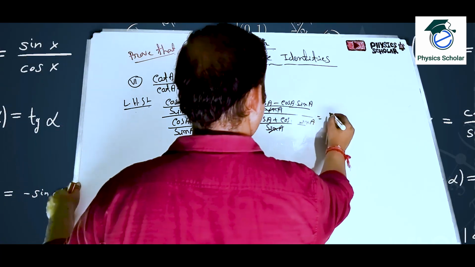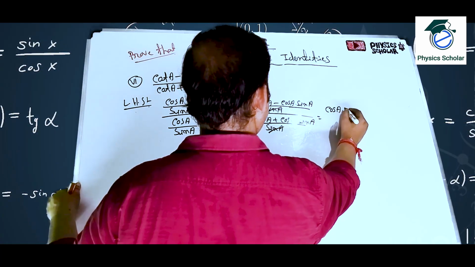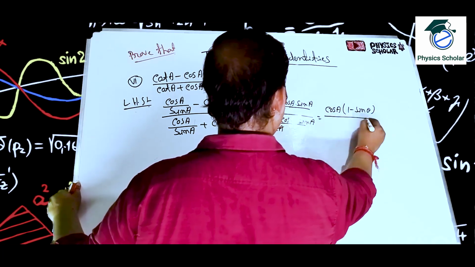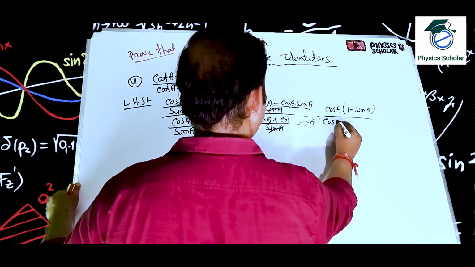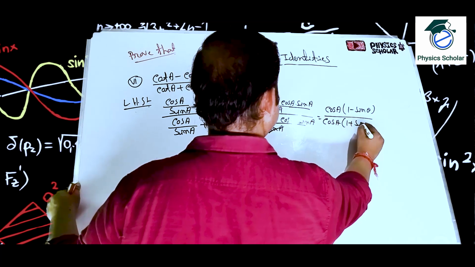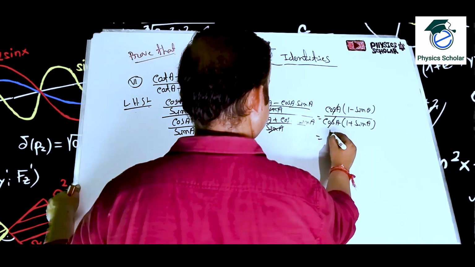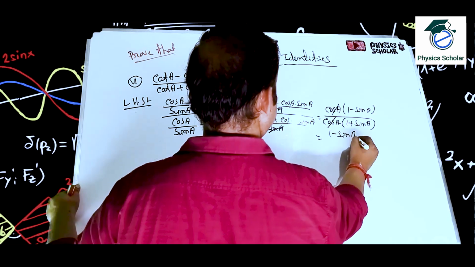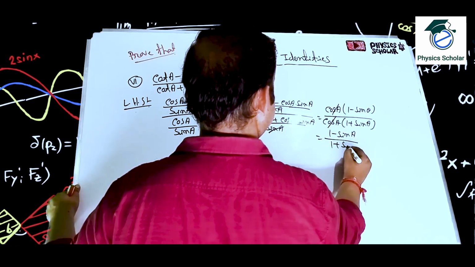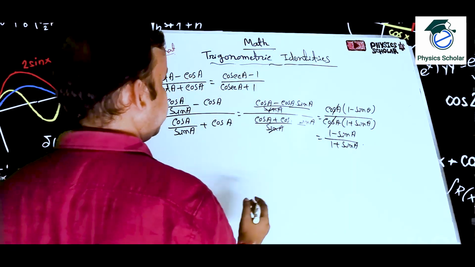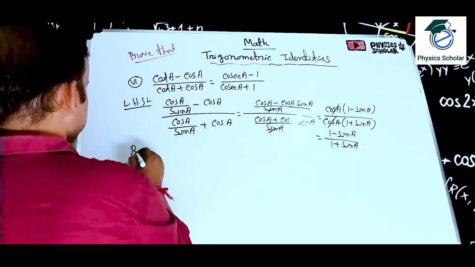So what you can write? Cos A will be the common. So cos A common means what? 1 minus sin A divided by, here again cos A will be common. So it will be 1 plus sin A. Clear? So this will be cancelled. So what you can write? 1 minus sin A divided by 1 plus sin A. So this is our left hand side.